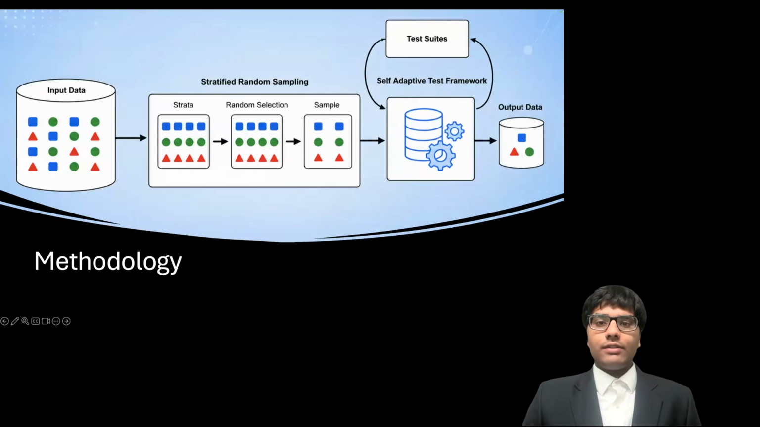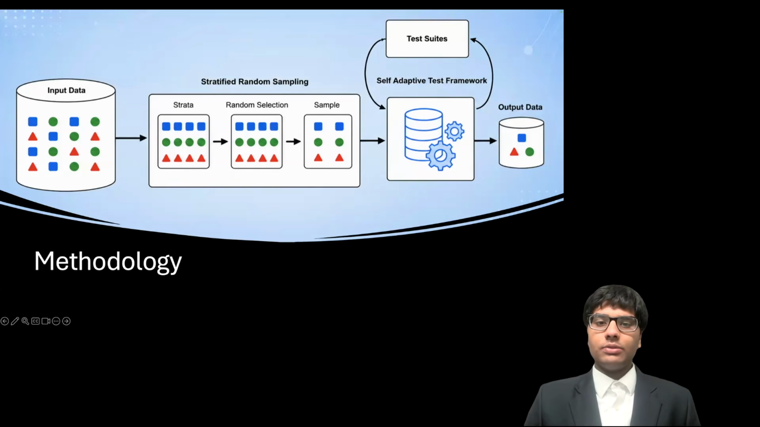We combine stratified random sampling with a self-adaptive test framework for energy-efficient AI model training. In our method, the dataset is partitioned into groups known as strata, formed based on shared characteristics to preserve the original data distribution. Then, the samples are randomly selected from each strata, producing a smaller dataset that still maintains the original dataset distribution for model training.